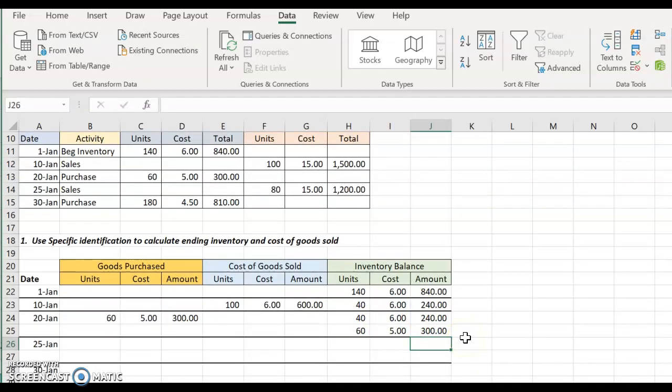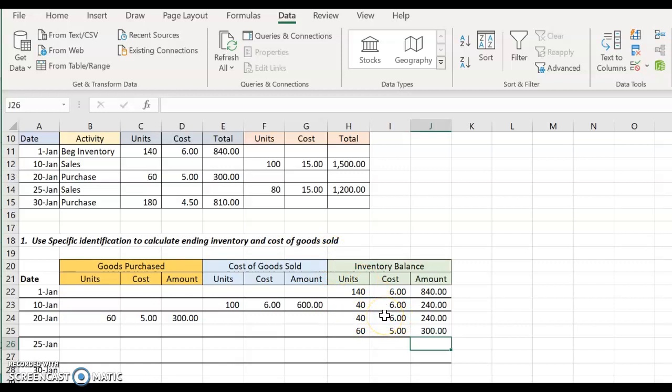On January 25th, we have a sale. We sold 80 units. Now we need to look for more information. We're not sure if those came out of the $6 batch, out of the $5 batch, or some from each. So let's go back to the problem.